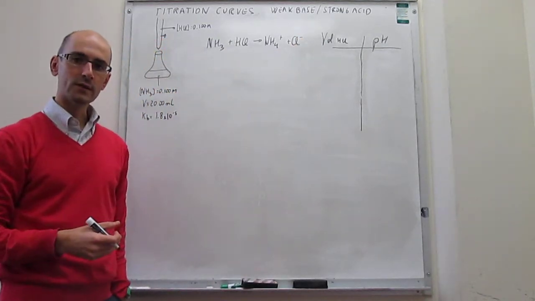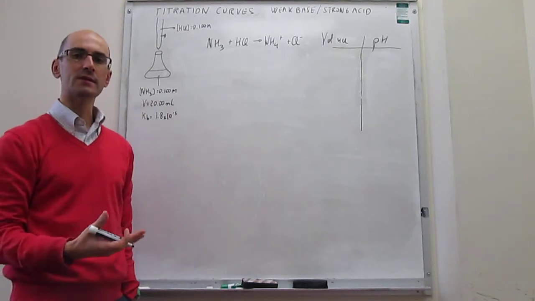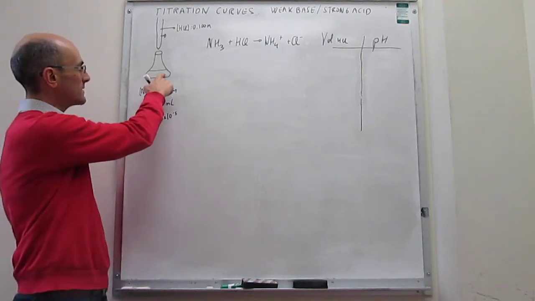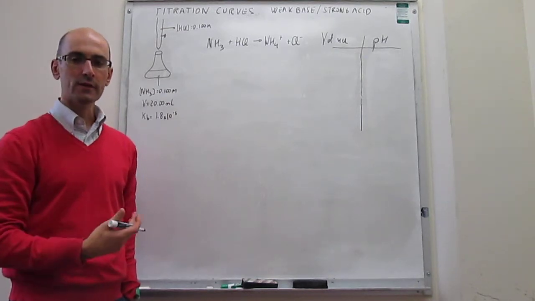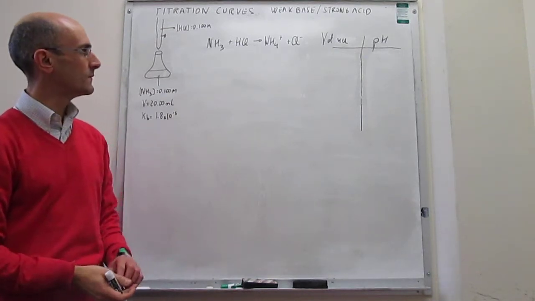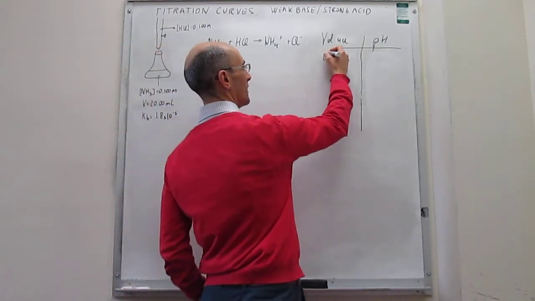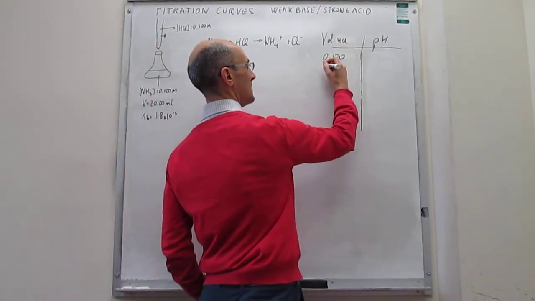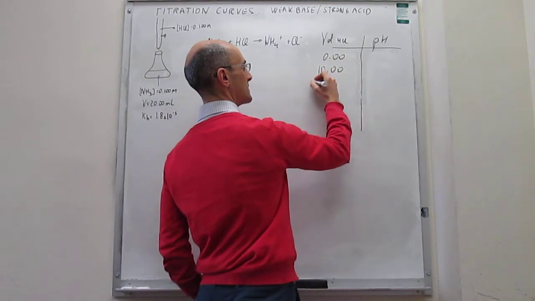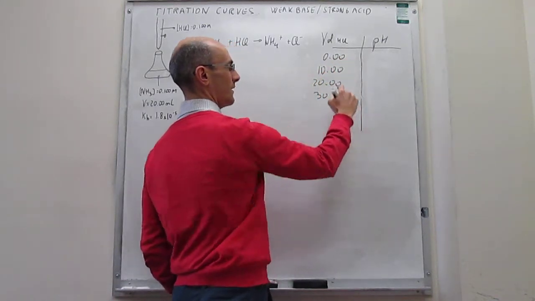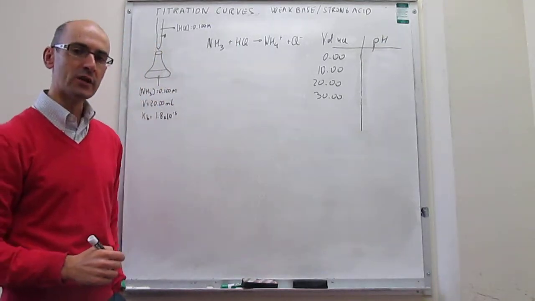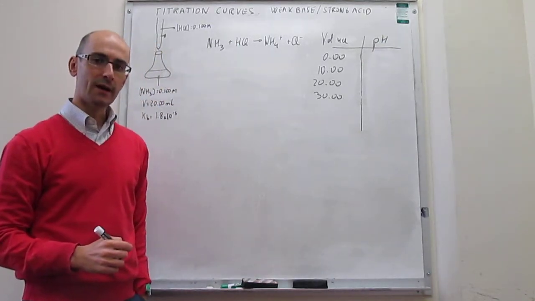And again, the goal is to try to see how this reaction changes the pH in the flask as you move from no volume of acid added to an infinite volume of acid added. Okay, so we're going to start with no hydrochloric acid, and then we will add 10 mL of hydrochloric acid, 20, and then 30.